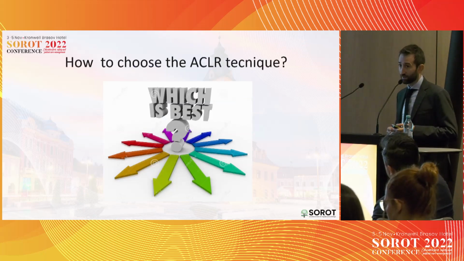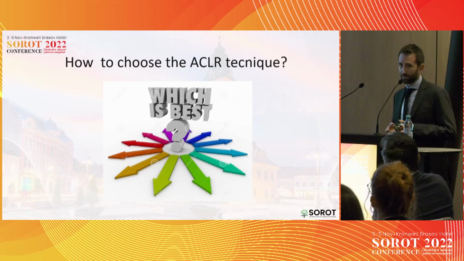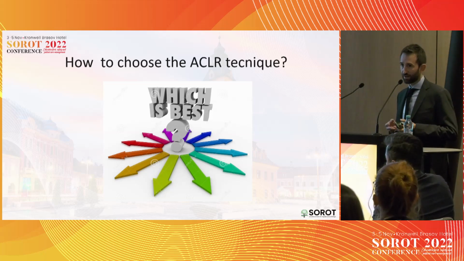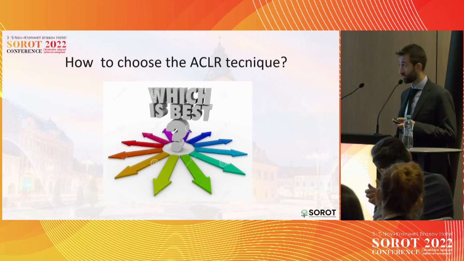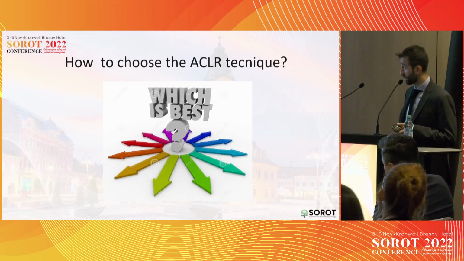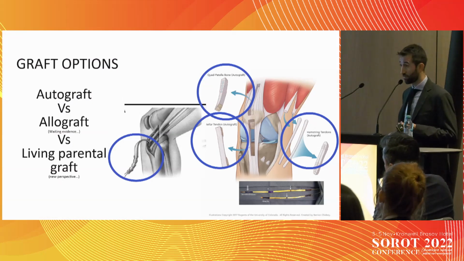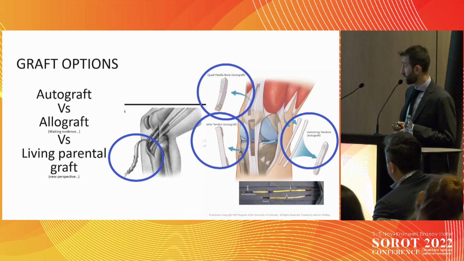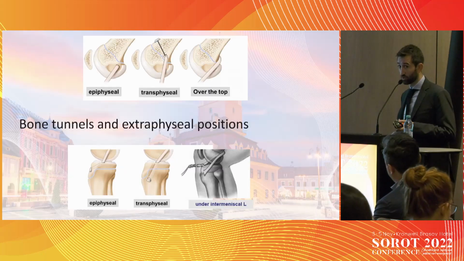In this context, if we have an ACL in a pediatric patient that requires surgical treatment, a point that is often stressed is the risk of associated lesions with a conservative treatment, and which type of reconstruction we can do. We have different types of graft: autograft, allograft, but also living parental. I show you something about it. And this type of solution: quadriceps tendon, patellar tendon, hamstring, and the ITB. So how to choose?